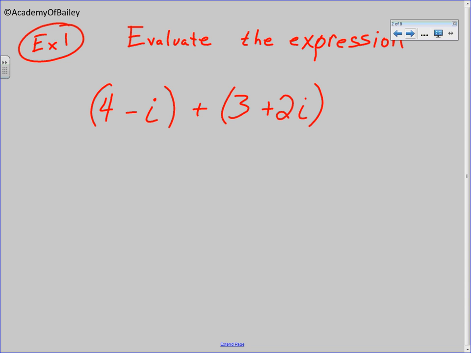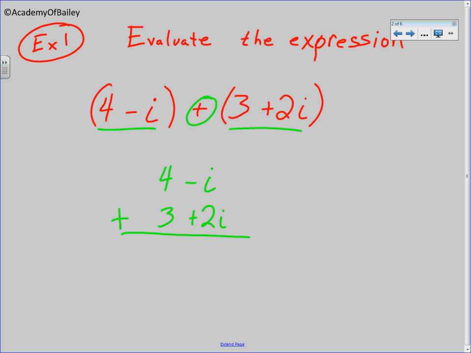Basically, when you go to add or subtract, you just combine like terms. You have 4 minus i as one complex number, and 3 plus 2i as the other complex number. We're supposed to add, so we're going to add those together.